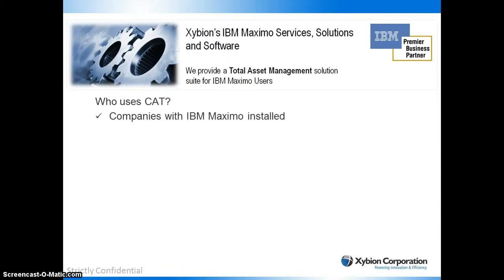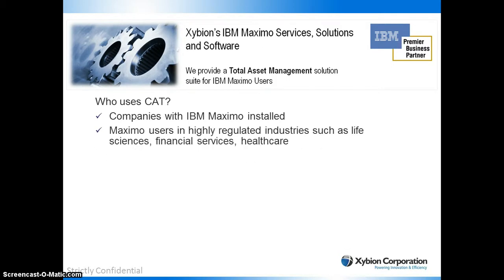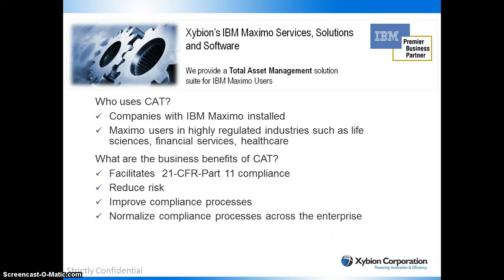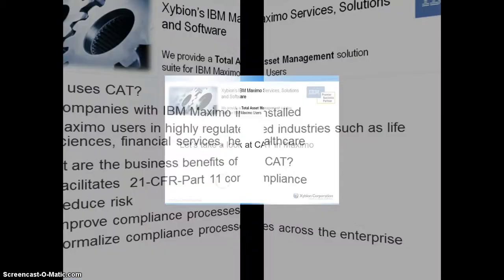Who uses CAT? Any company with IBM Maximo installed can benefit from the add-on. However, Maximo users in highly regulated industries such as life sciences, financial services, and healthcare can benefit greatly from the add-on solution. The business benefits that CAT users realize are that number one, it facilitates 21 CFR Part 11 compliance. It reduces risk, improves your overall compliance processes, and helps you normalize compliance processes across the entire enterprise.